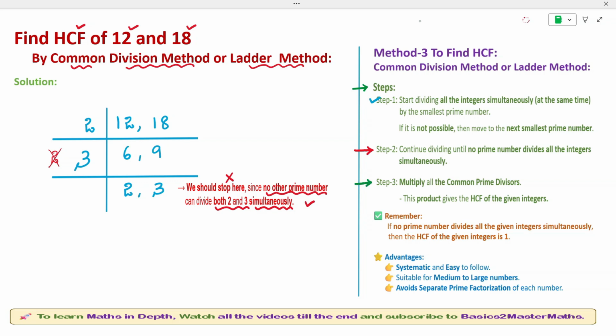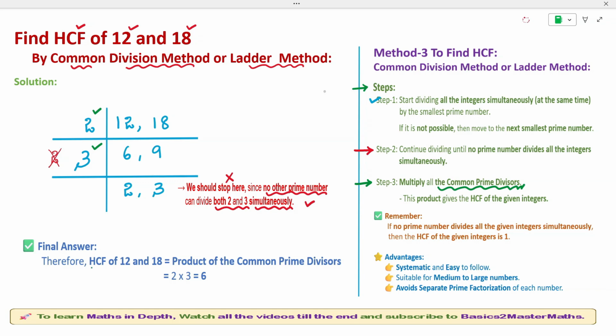Step 3. Multiply all the common prime divisors. In this case, the common prime divisors are 2 and 3. Therefore, HCF of 12 and 18 equals product of the common prime divisors. In this case, it is 2 multiplied by 3 gives you 6. Got it?